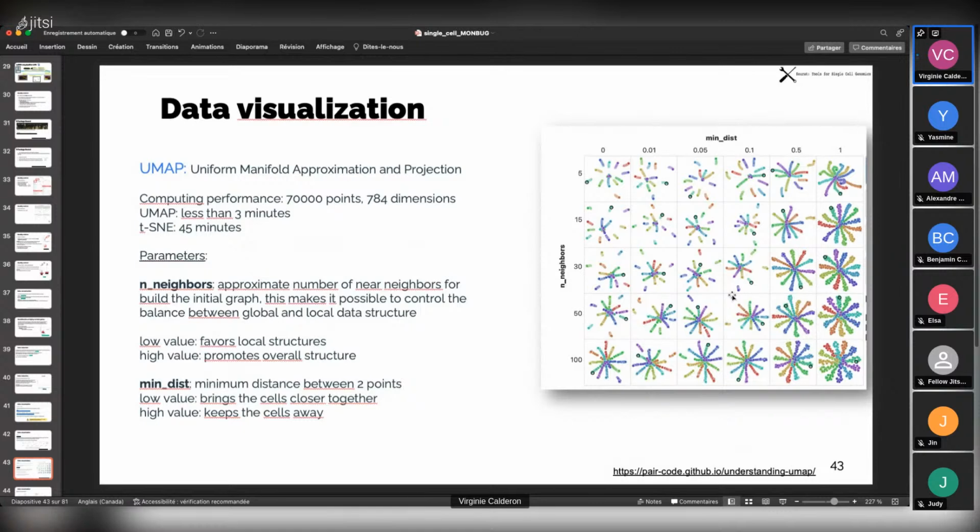For the min distance, it's the minimum distance between 2 points, so between two cells. If the value is low, we see that the cells are closer together, but if the value is high, it will keep the cells away. Okay, so it's a balance between these two factors that will impact your UMAP at the end.